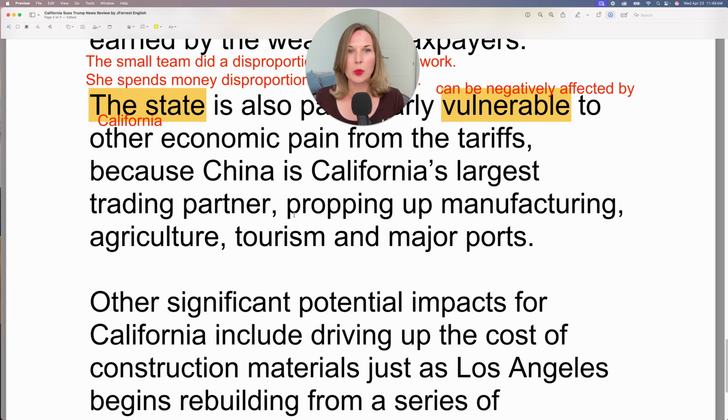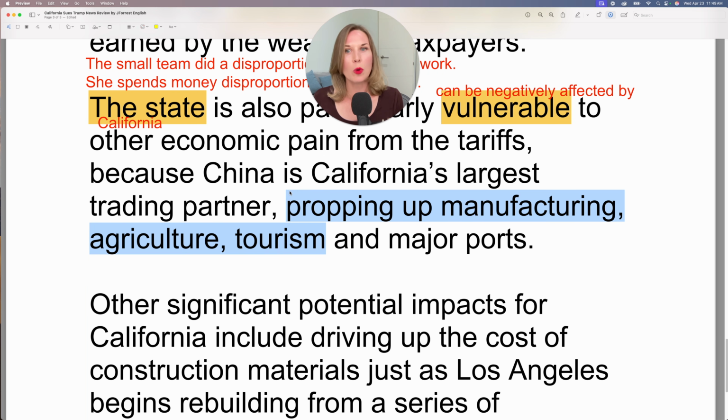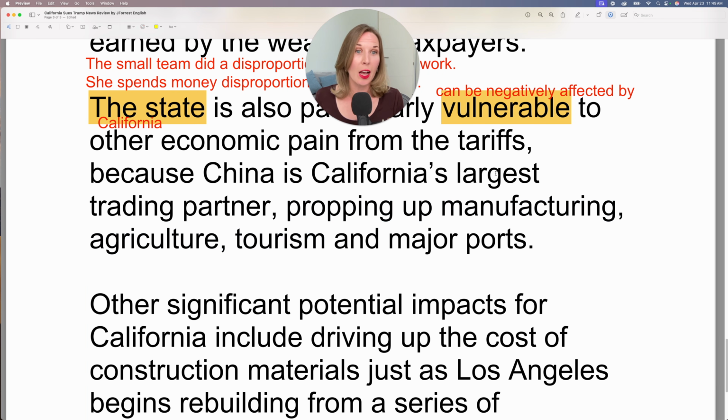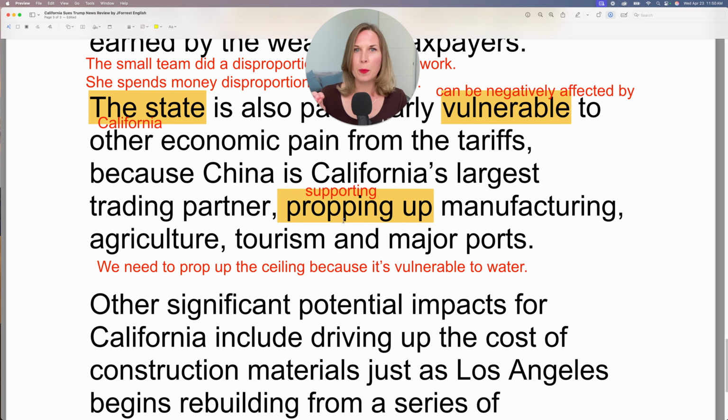Let's continue. Propping up manufacturing, agriculture, tourism, and major ports. So remember, this is because China is California's largest trading partner. So propping up in this context means supporting. This phrasal verb is commonly used in construction and repairs. For example, we need to prop up the ceiling.